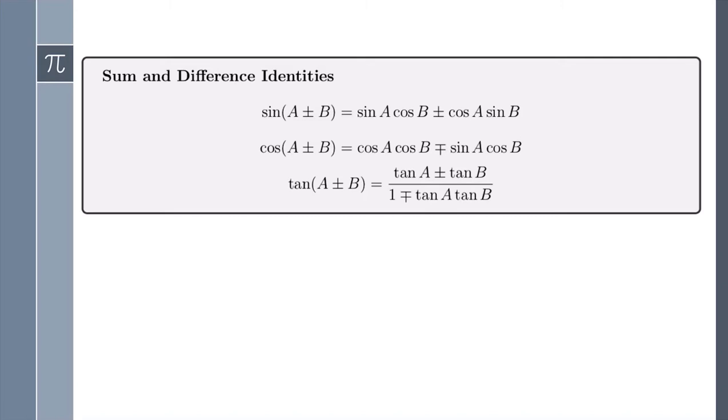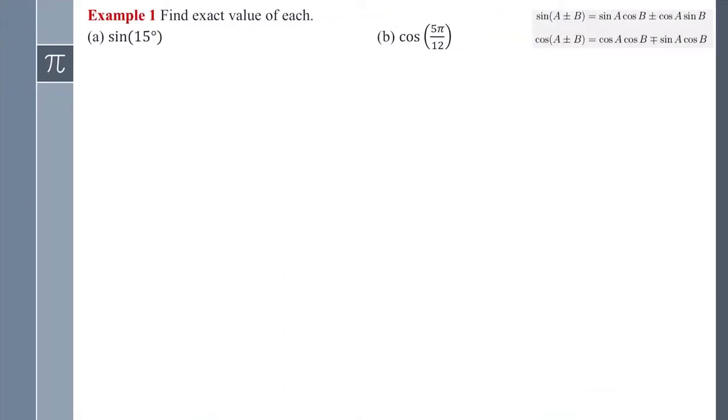So let's look at some examples on using these identities. The first example that we are going to look at is finding the exact values of some of these sine functions. We have sine 15 degrees, and we don't have 15 degrees in the unit circle. So we are going to use the sum and difference identity to find sine 15 degrees. What we need to do first is find two angles such that when we add or subtract them, we get 15 degrees. And those two angles must be angles in the unit circle so that we can find the exact value.